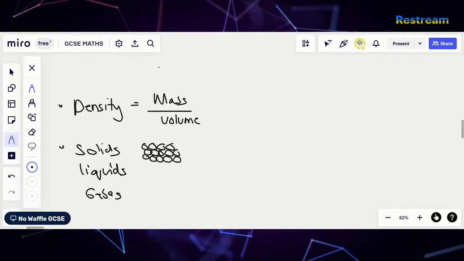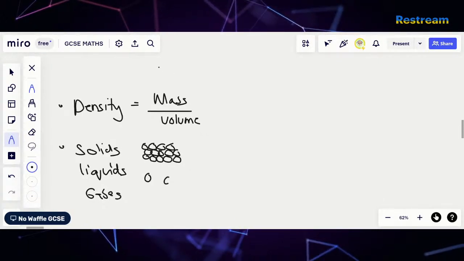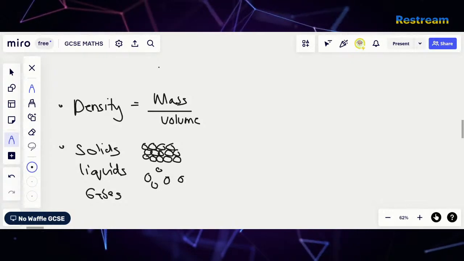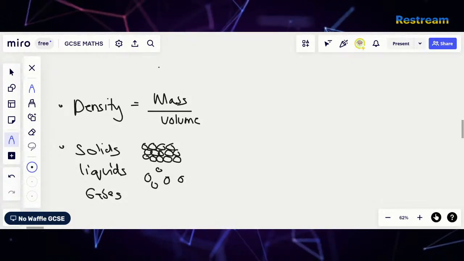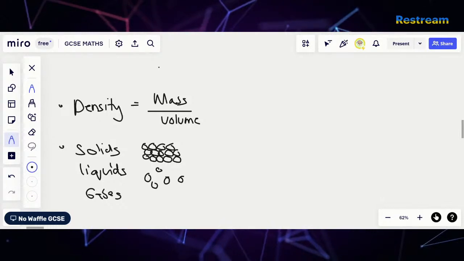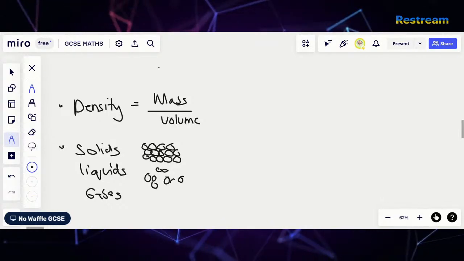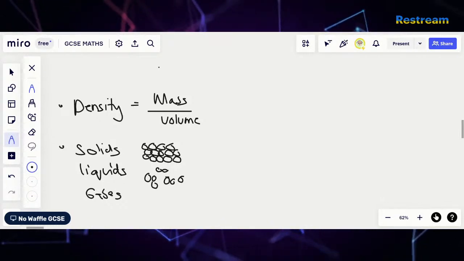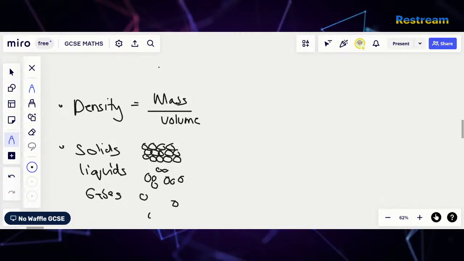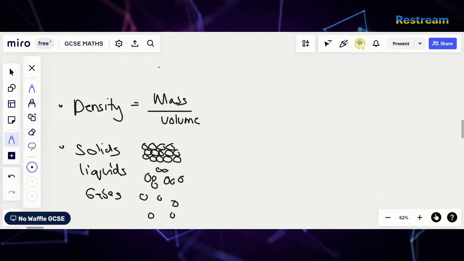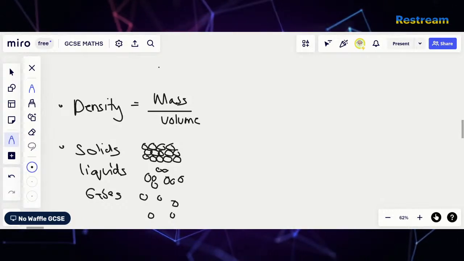Then we have liquids, which have weaker forces of attraction between them and therefore are more distant. The particles are close together and can move past each other, but they have irregular arrangements. And gases have almost no forces of attraction between them. They're less dense and they can move at very high speeds.